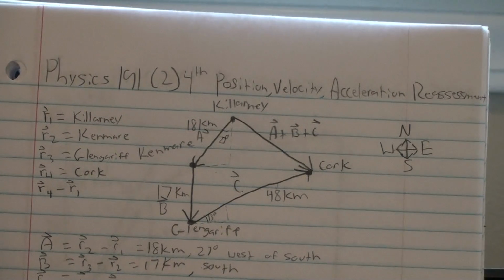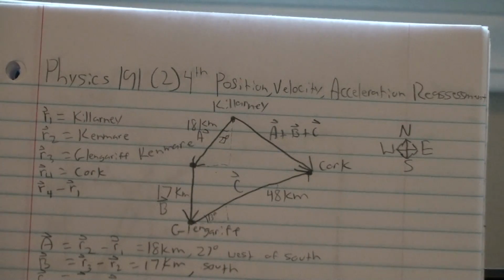So the A vector is equal to R2 minus R1, which is equal to 18 kilometers, 27 degrees west of south. The B vector is equal to R3 minus R2, which is equal to 17 kilometers south. And the C vector is equal to R4 minus R3, which is 48 kilometers, 13 degrees north of east. Now the sum of these three displacements is the total displacement.